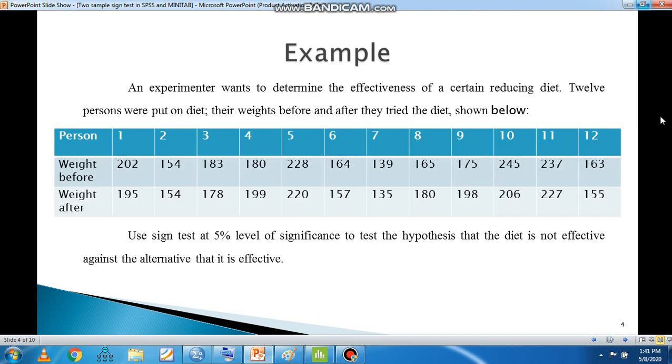So we have selected an example to demonstrate how we perform this test on both SPSS and Minitab. An experimenter wants to determine the effectiveness of a certain reducing diet. Twelve people were put on a diet, and their weights before and after they tried the diet are shown below. These are the 12 entries. Their weights were recorded before the diet program and after the diet program. Data values are given. Use the sign test at 5% level of significance to test the hypothesis that the diet is not effective against the alternative that it is effective.